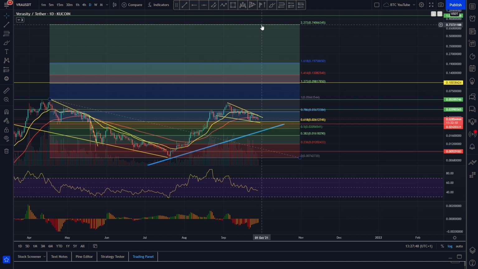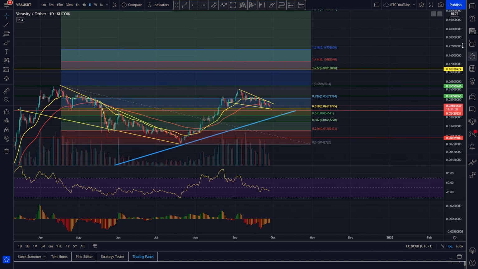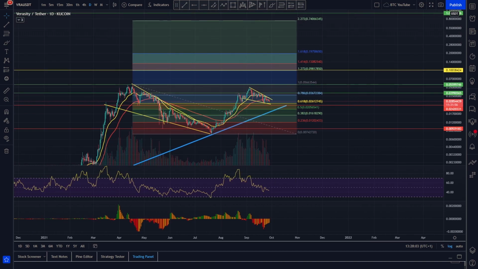And we do really think, considering how low the market cap is for Verasity, when it does start to move, it's probably going to be looking reasonably, in our opinion, at around at least 20-30 cents, more likely 50 cents to $1, depending on how much of a pump that it does get, because this is a really good quality project, and we do think it's going to perform very well.